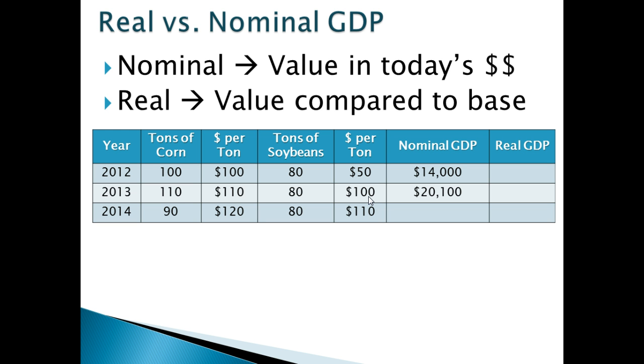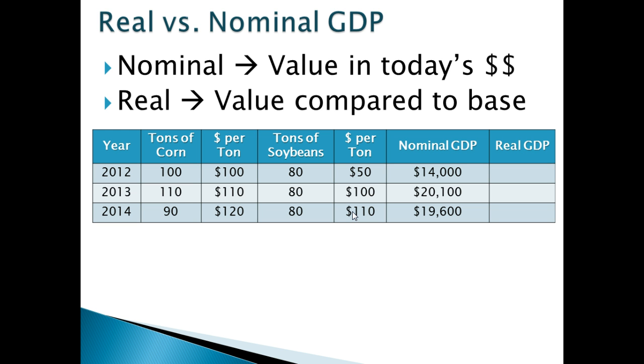So we look at that and go, oh wow, holy smokes, we increased our GDP by like 43%. This is amazing. We're doing really well for ourselves because we're making $6,100 more in GDP than we were before. The question is, is that really true? Let's continue on and ask, what's the nominal GDP for 2014? We'd say 90 tons of corn times $120 per ton and 80 tons of soybeans times $110 per ton. And we see that now in 2014 there was a drop in GDP.